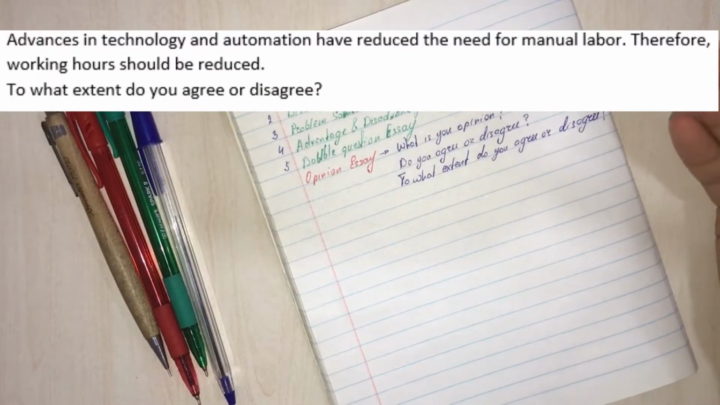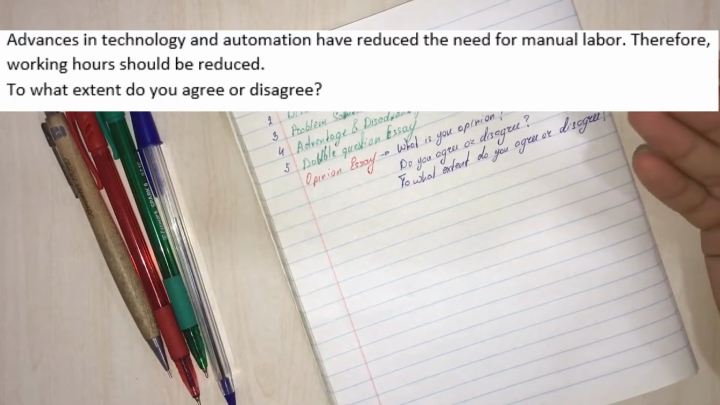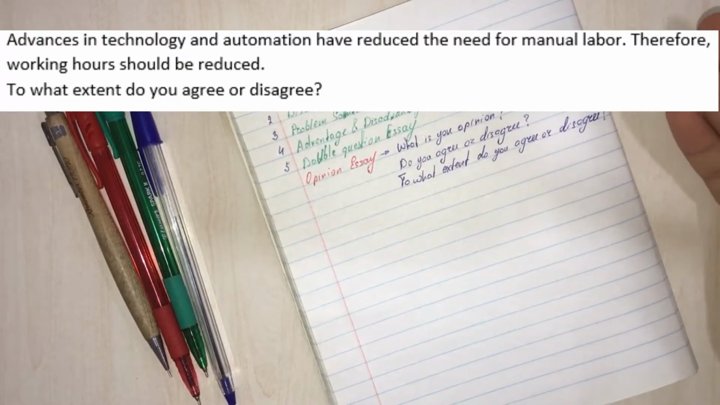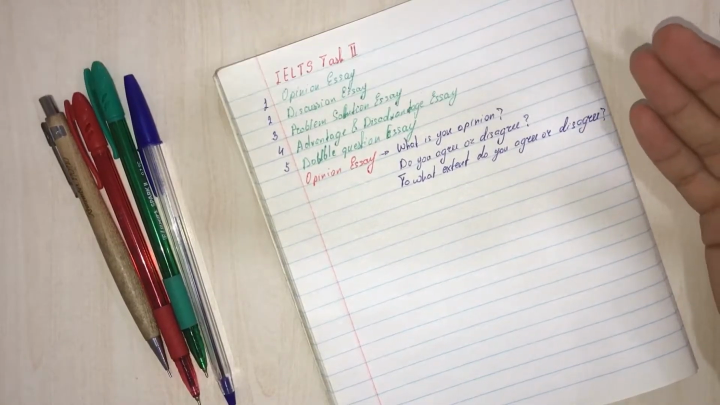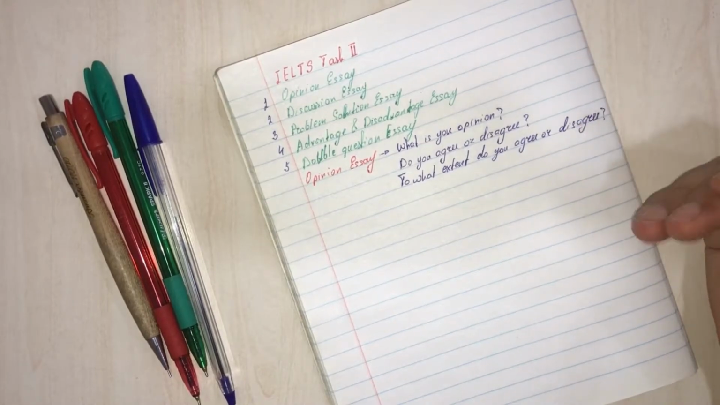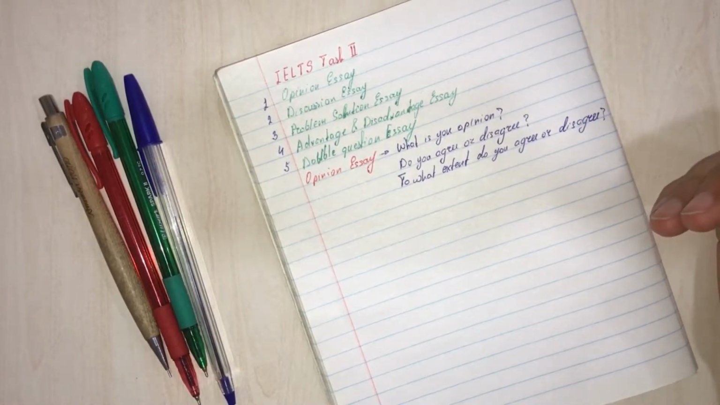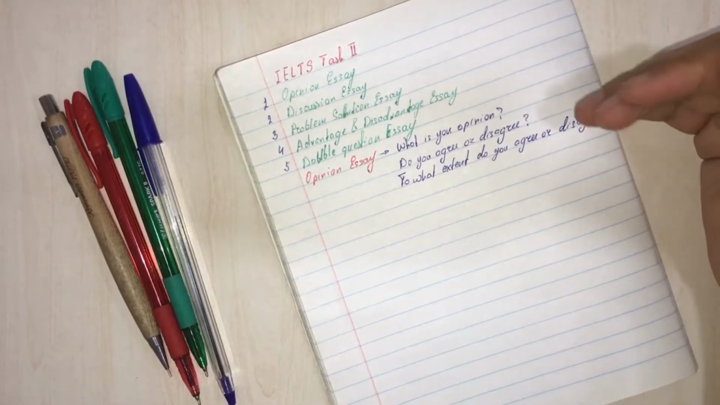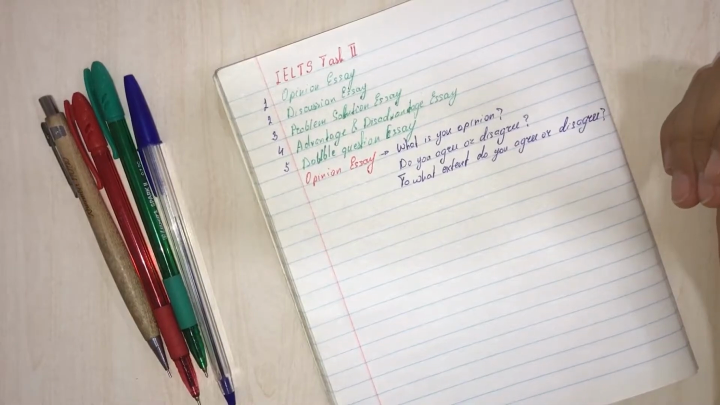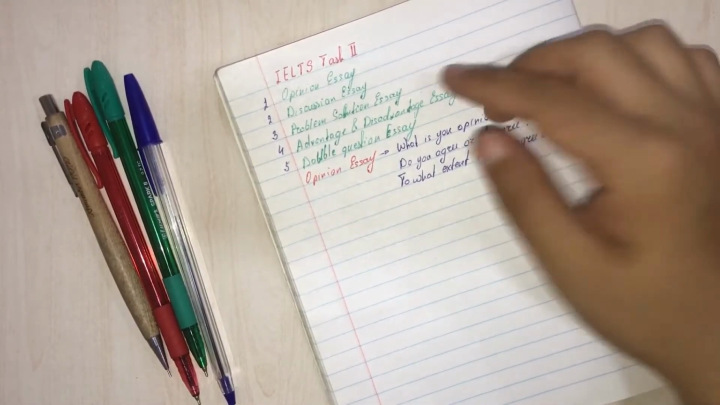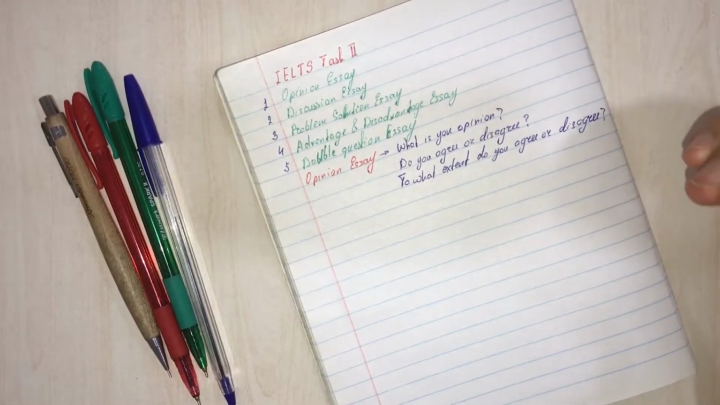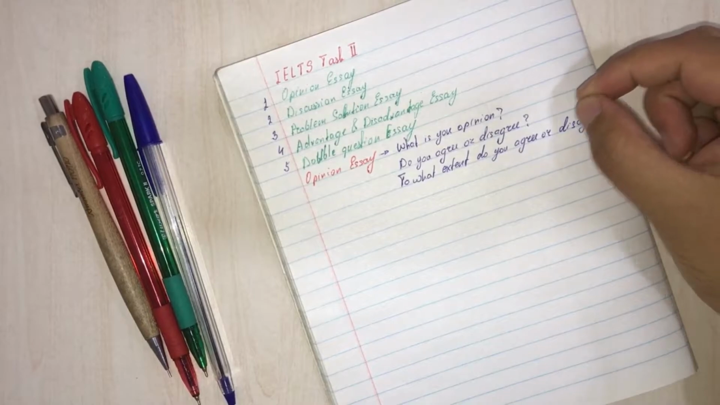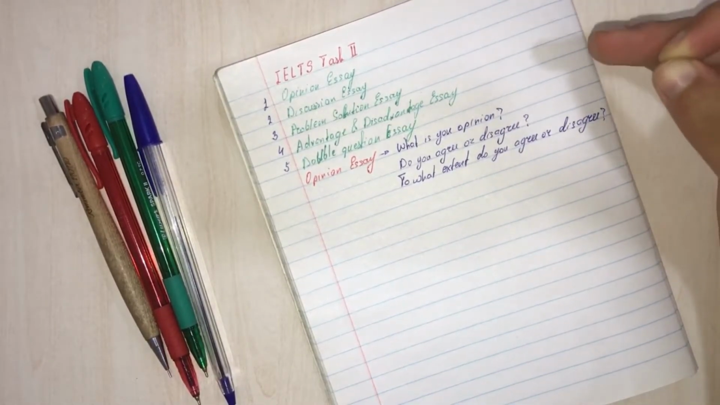And the last one can be, the advances in technology and automation have reduced the need for manual labor. Therefore, working hours should be reduced. To what extent do you agree or disagree? And you have to provide your own opinion about whether you agree or disagree. For each one, I'll try to write essays and give more detailed information. But for now, I'm just going to show all the necessary types: opinion essay, discussion, problem solution, advantage and disadvantage essay, and double question essays. In the coming videos, I'll go into detail on how to write each, and I'll provide tips for every single type of essay.